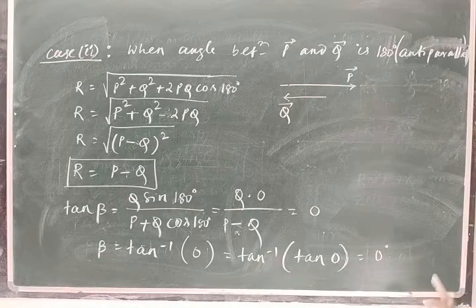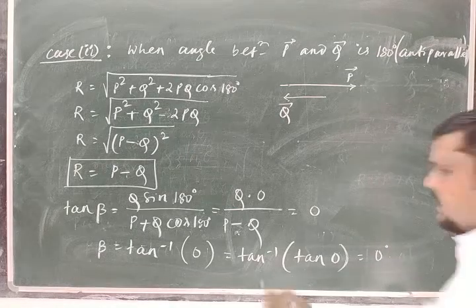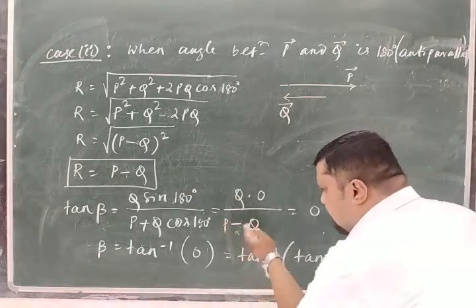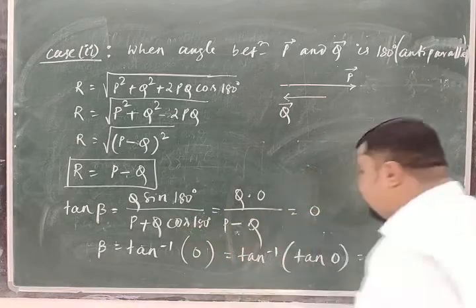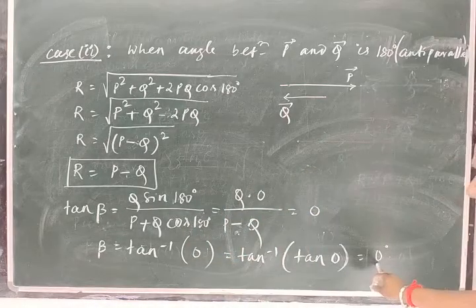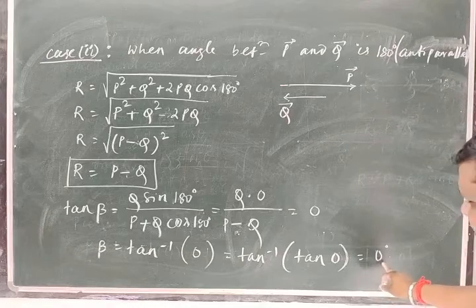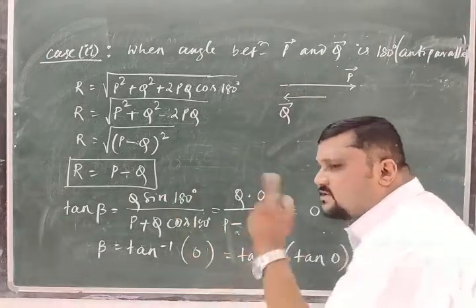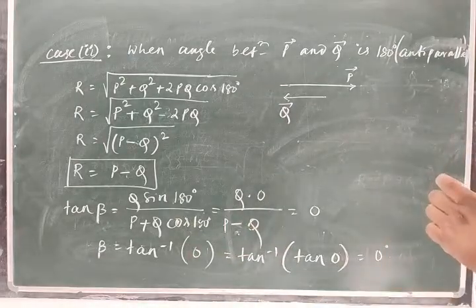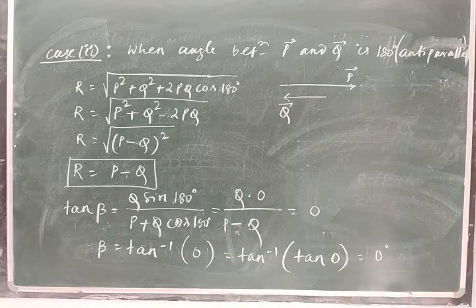Is that clear? So from here what do you get? This is equal to cos 180 minus 1, so this is P minus Q. So the result is 0 here, but there is a factor: beta is 0 degree, which means it is along the direction of what? P, because beta is the angle made by the resultant with P.